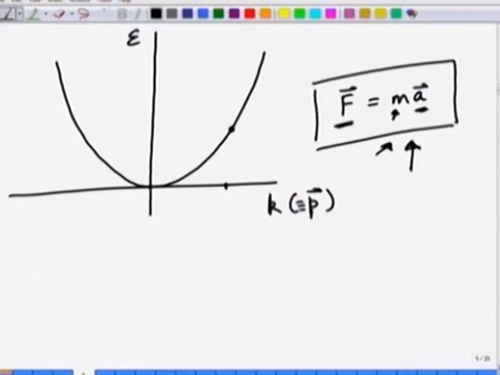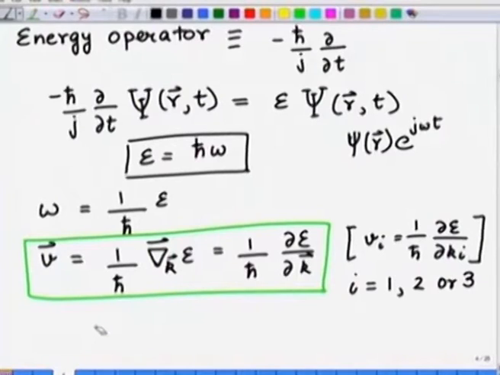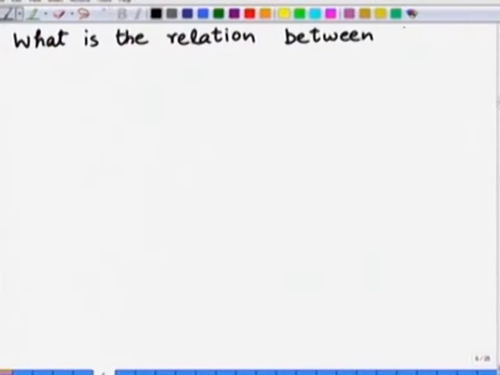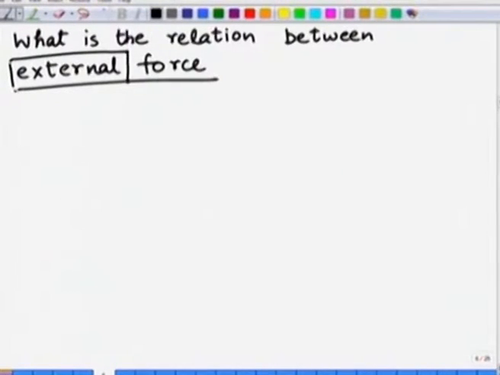So, this is where we were. We have just shown you the plot of this E versus k curve, which gives the velocity, and now I am going to start looking at something slightly more. Let us look at the relation between external force, the keyword is external here, and the quantity ħk.